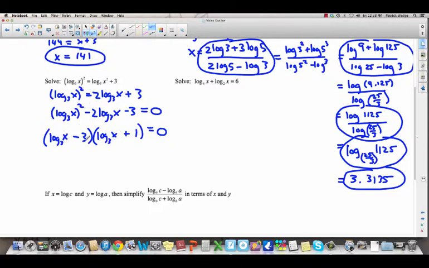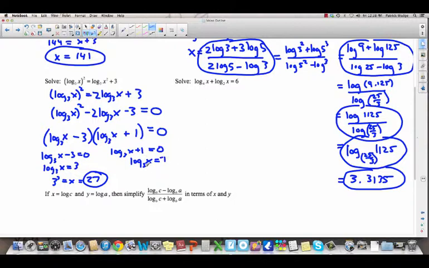Okay, one of these brackets or both of them has to equal 0. So either the base 3 logarithm of x minus 3 equals 0, or the base 3 logarithm of x plus 1 equals 0. Let's solve both of them. The base 3 logarithm of x equals positive 3, and now we can change this into exponential form. We'd have the base to that exponent, 3 cubed, equals x, so x equals 27 is one answer. And this one we got to move the 1 over first. The base 3 logarithm of x equals negative 1.